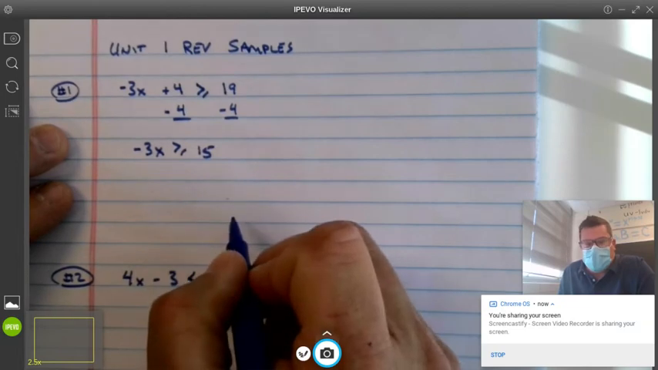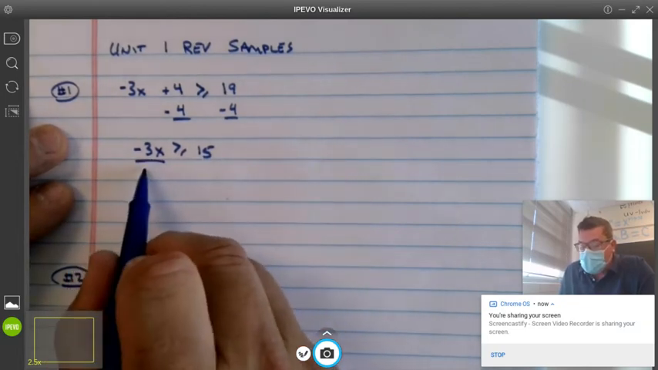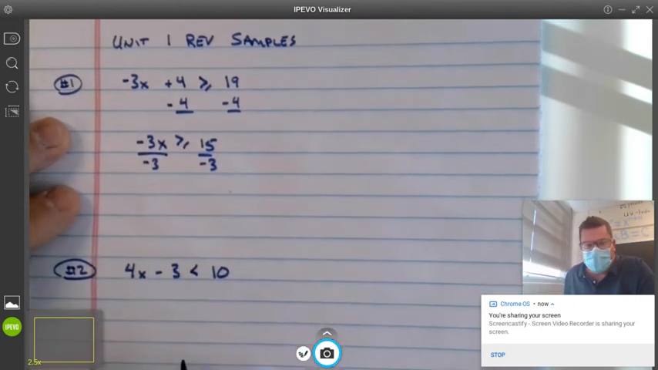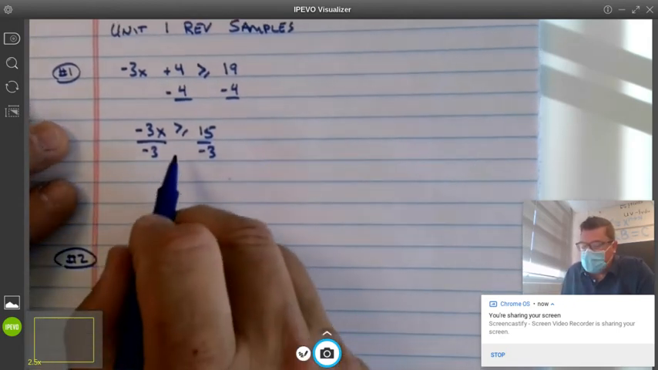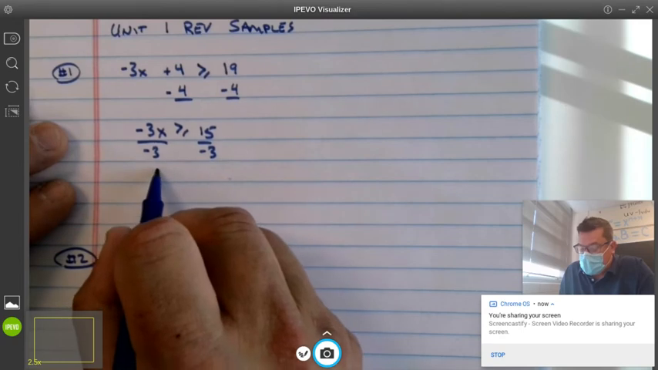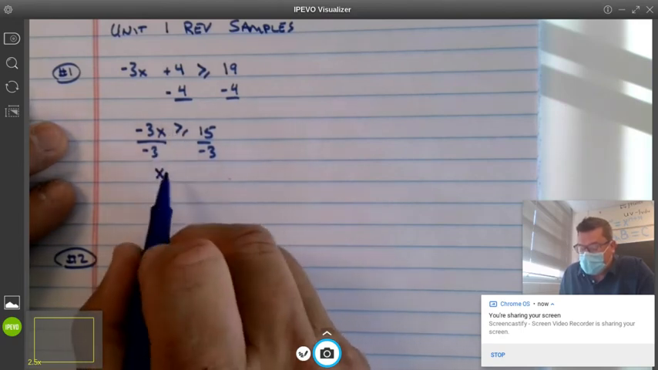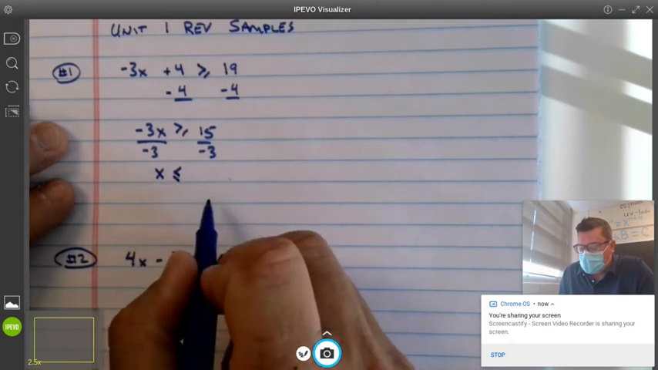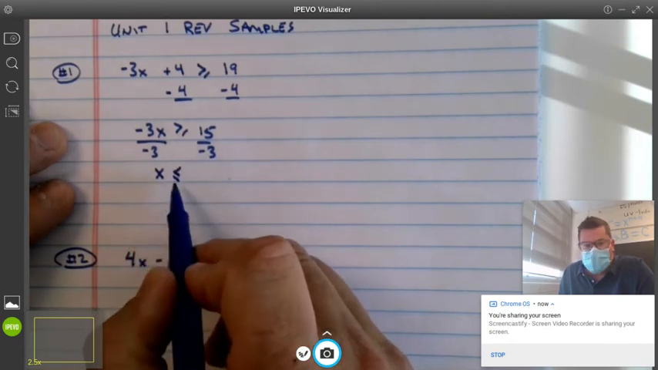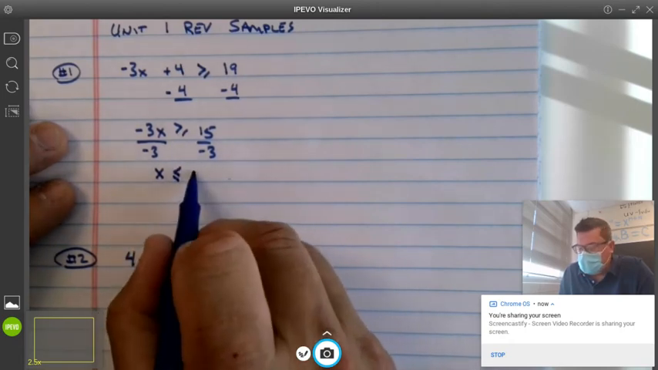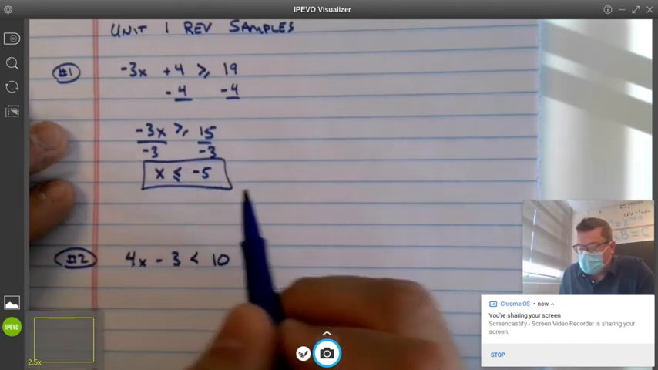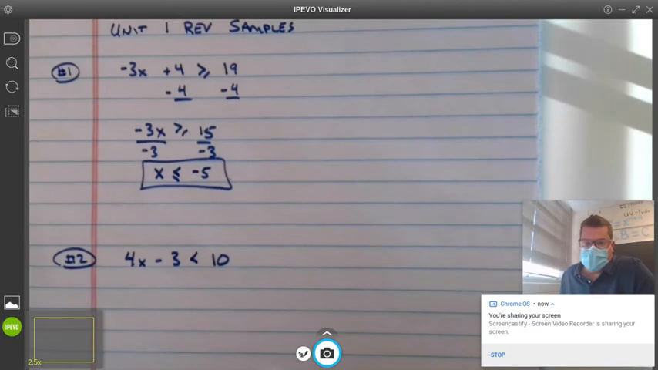So far, so good. Then you've got to divide both sides by -3. When you divide or multiply by a negative number, you've got to flip-flop the sign. So this becomes x, and that sign switches, goes the opposite direction, changes from greater than or equal to less than or equal to, and then -5. So here's the solution written in set builder notation.